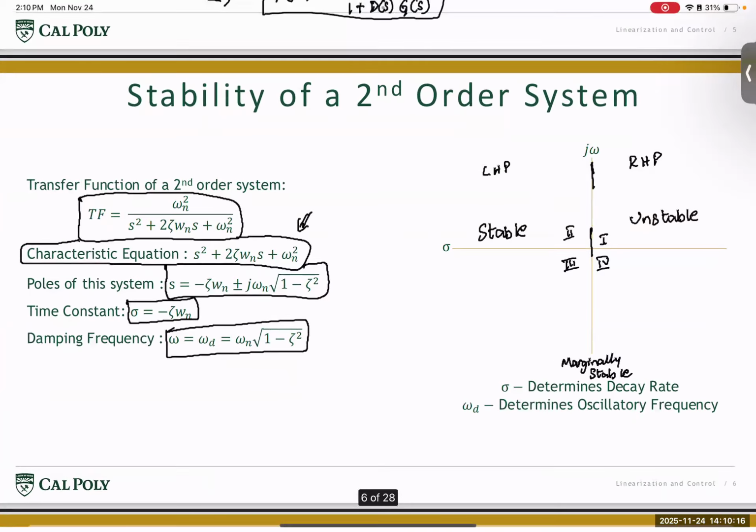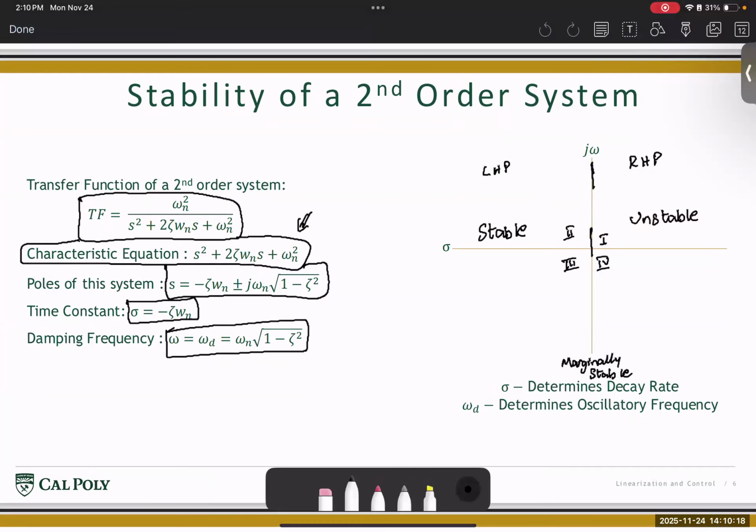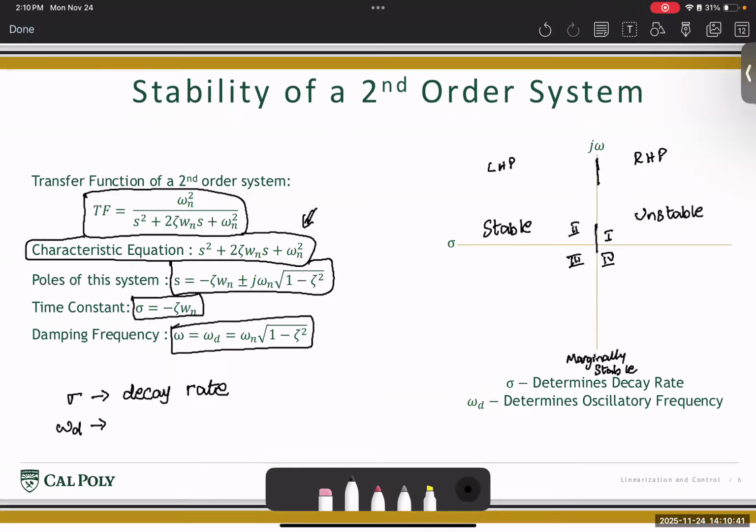Here the time constant sigma basically tells us how long the system takes to decay and settle to the final state. This is called the decay rate of the system, and omega here, or in other words omega d, determines the number of oscillations or frequency in the response of the system before it settles to the final state. So I'll write it as oscillatory motion. Oscillatory frequency.